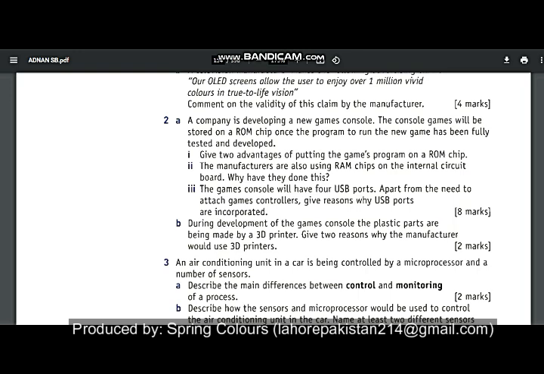Question number 2, part B, you have been asked to tell that during the development of the game's console, the plastic parts are being made by the 3D printer. Give 2 reasons why the manufacturer would use 3D printers. Now it is a 2 marks question, and you are required to give 2 advantages of 3D printers.